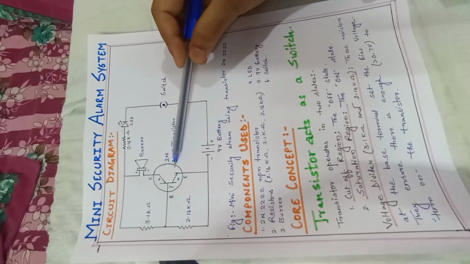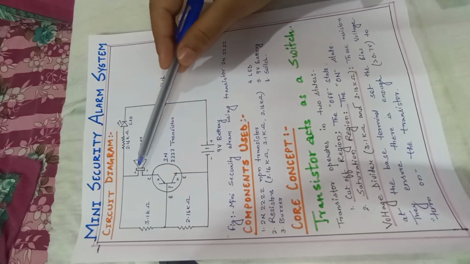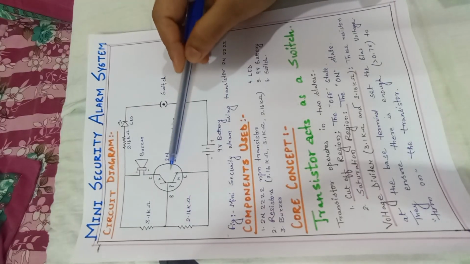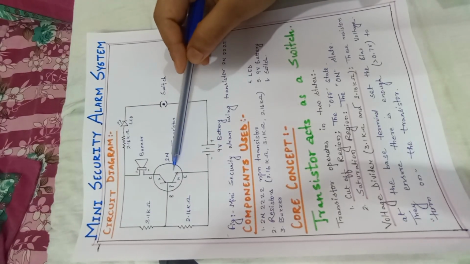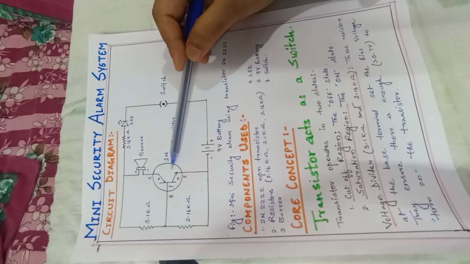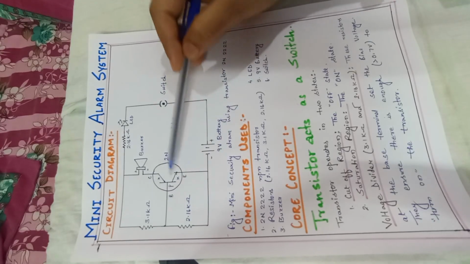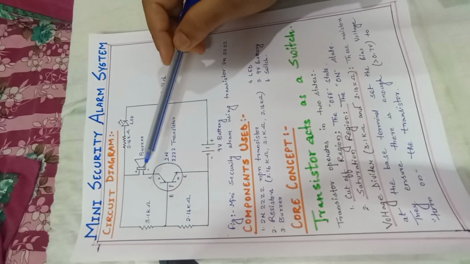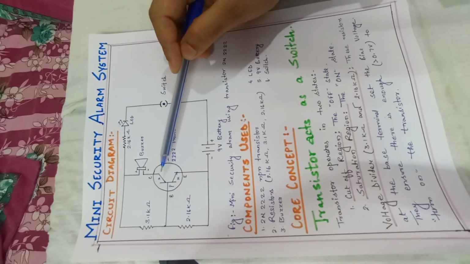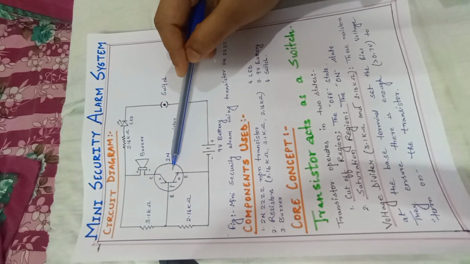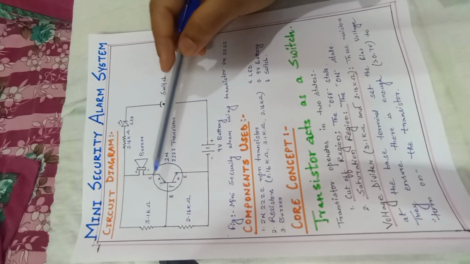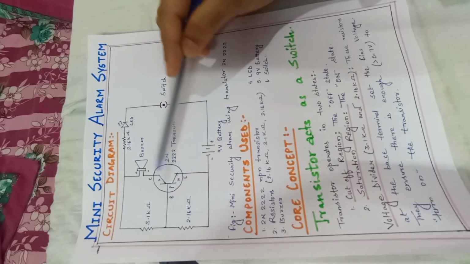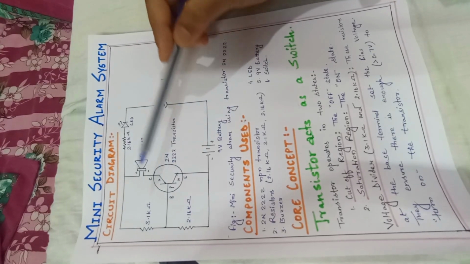Okay, the core concept of this circuit diagram, how does it work: the BJT, or the transistor, acts as a switch. We know there are four modes of operation of a BJT, and in this circuit the BJT is working in two modes. It acts as a switch, meaning for turning the circuit on and off. For turning on, the BJT is in the saturation region, and for turning off, the BJT is in the cutoff region.